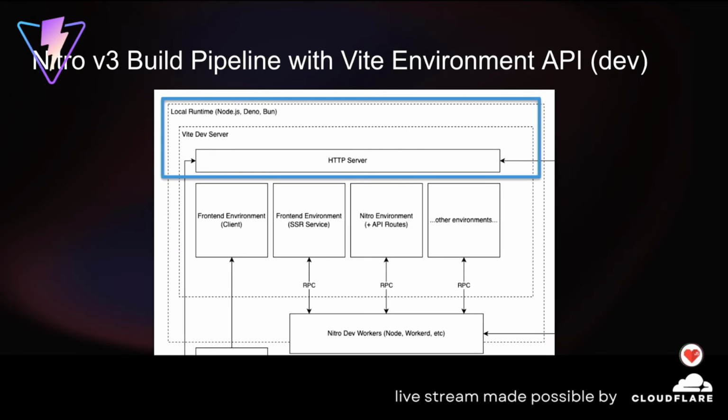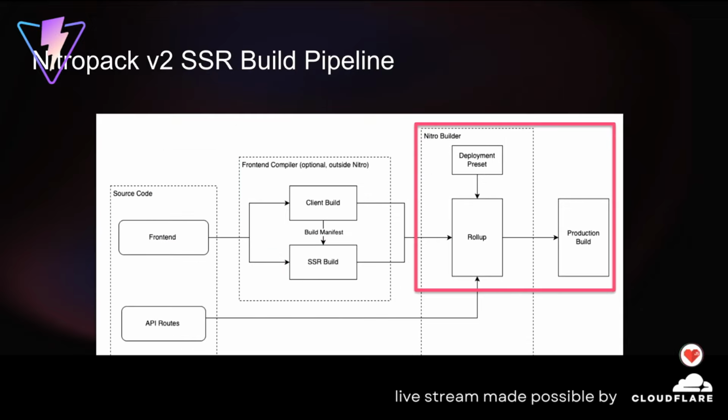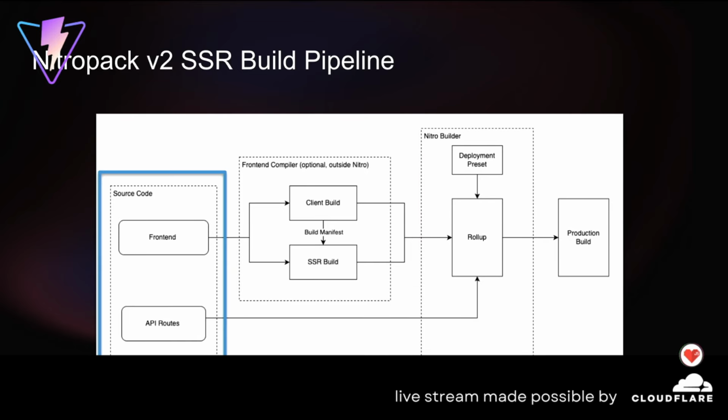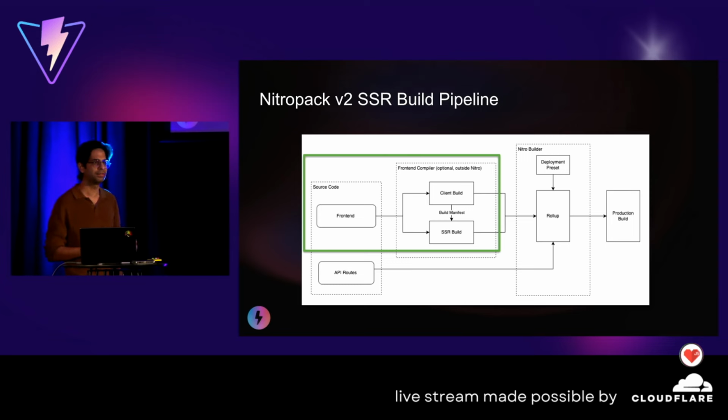Also, dev is now much faster. If you remember the old flow, this hard thing also has to happen in dev. Every time you save, we have to go through the whole process. We have to take the source code, build the part, generate a manifest, give it to Nitro, and restart the dev server. Of course, there are so many ways to smartly improve it.